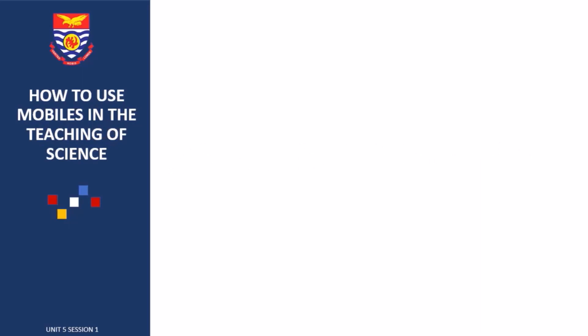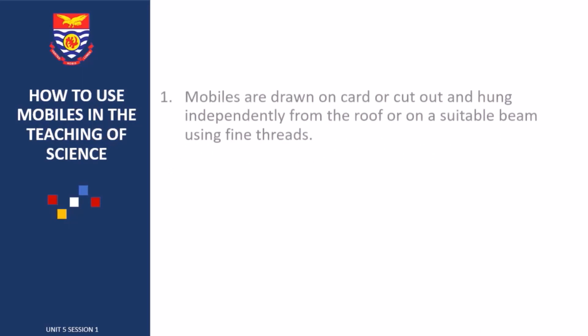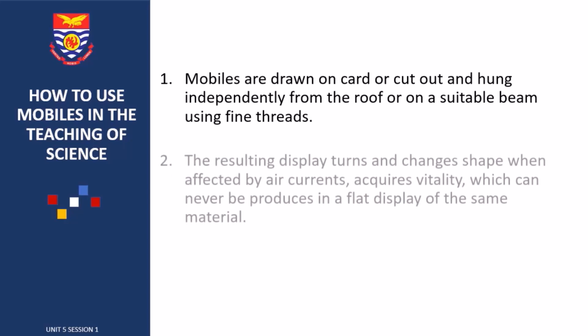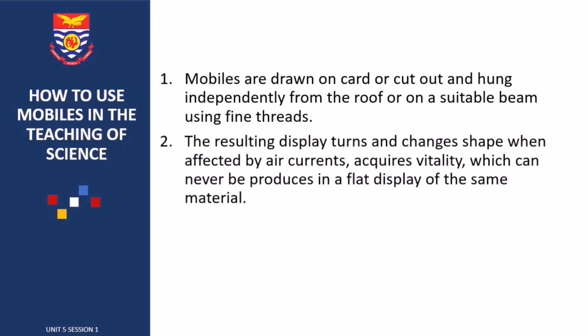How then can we use mobiles in the classroom? 1. Mobiles are drawn on cards or cut out and hung independently from the roof or on a suitable beam using fine thread. 2. This mobile acquires vitality as a result of the display turning and changing shape due to air currents. Now this cannot be produced in a flat display material.